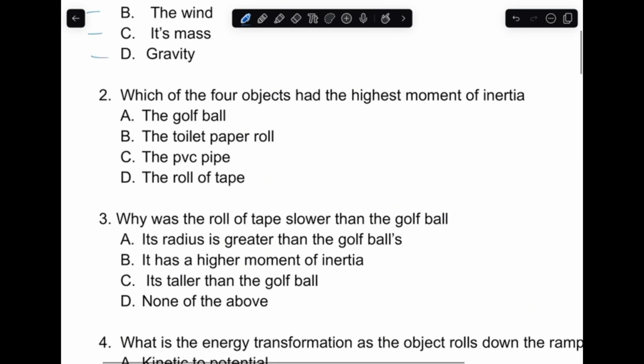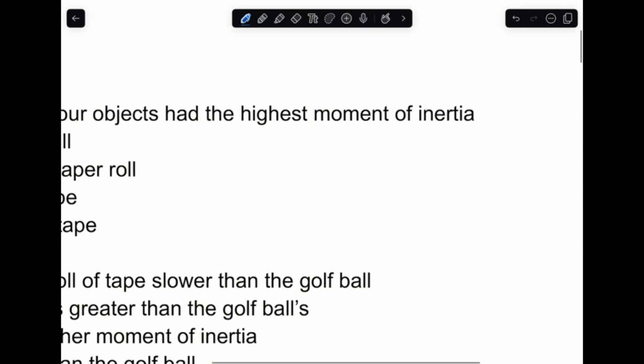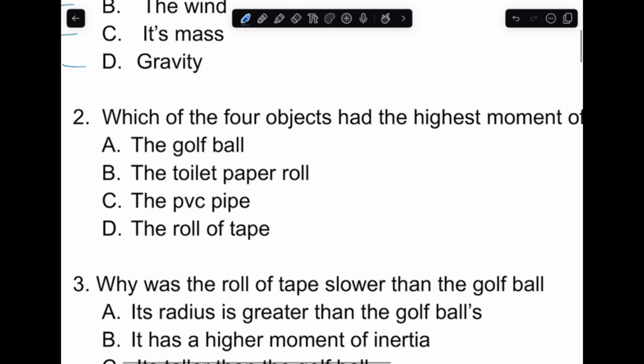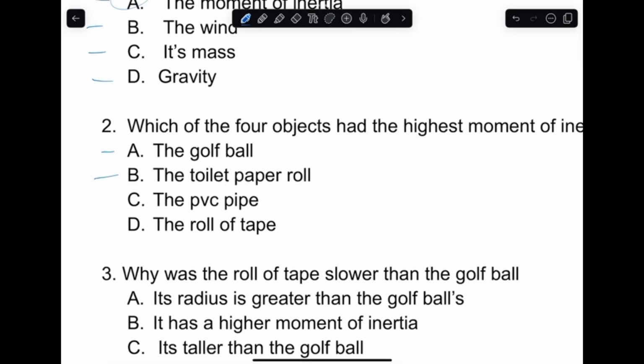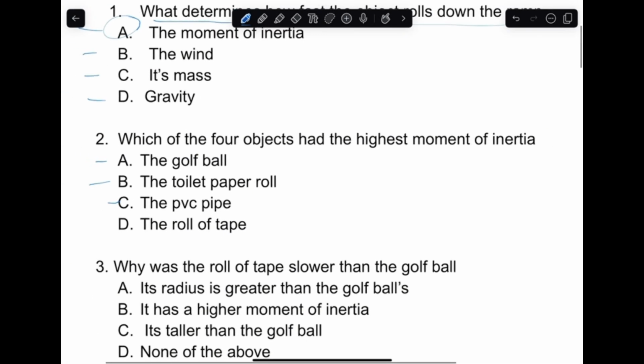For number 2, which of the 4 objects had the highest moment of inertia? Was it A, the golf ball, B, the toilet paper roll, C, the PVC pipe, or D, the roll of tape? The answer to this one is going to be D, the roll of tape. Because the roll of tape is a hoop, its mass is distributed on the ends and furthest from its axis of rotation, giving it the highest moment of inertia.